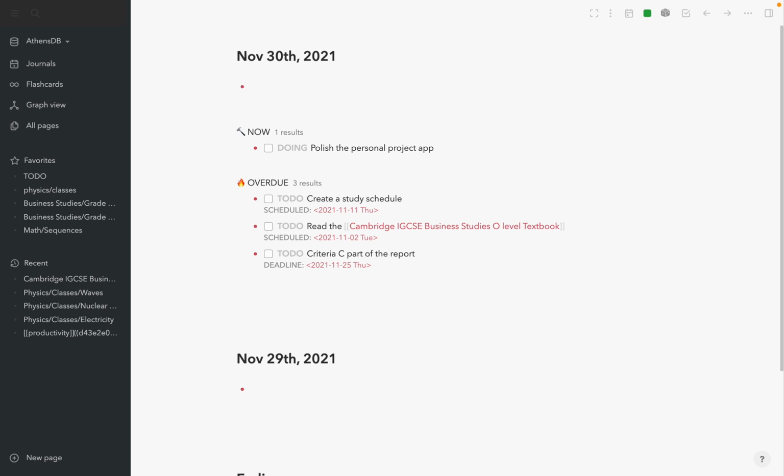Alright, so in this video I'm just going to give a brief about Logseq and then tell you why it's the best free note-taking app, at least in my opinion, for students. So first, what's Logseq? At its core, it's a note-taking app.